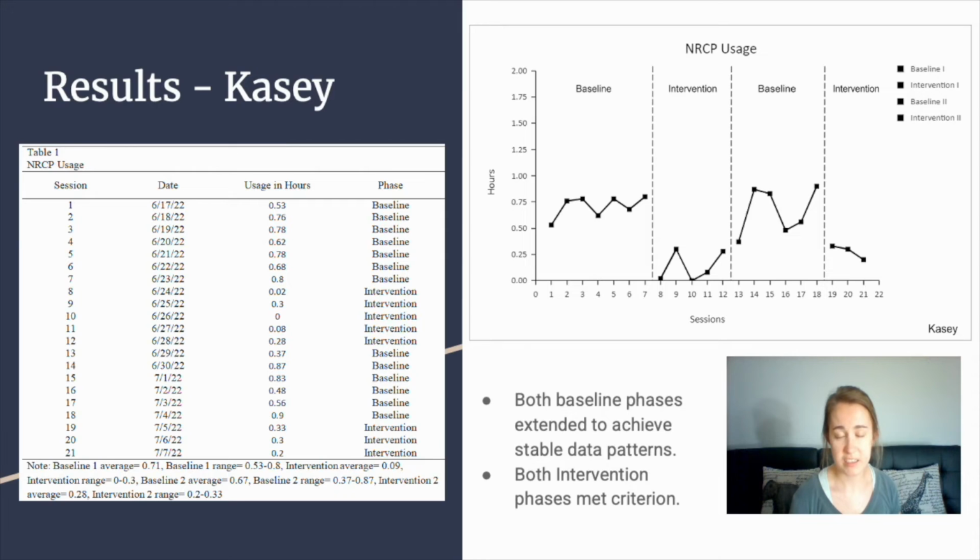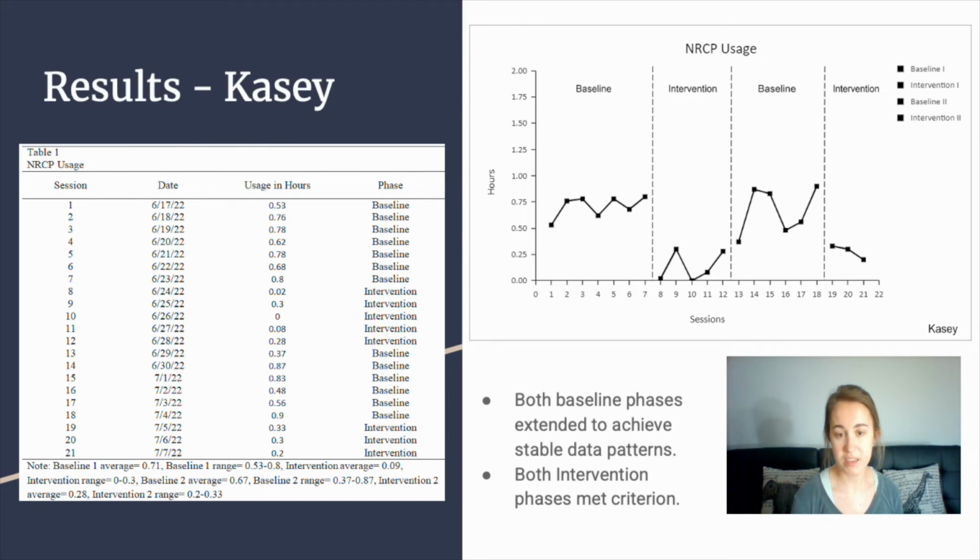I ended up taking 6 data points just to see whether I could get either stable data or a variable ascending trend. And I did get a variable ascending trend. In those last 3 data points, you'll see they're ascending very rapidly. And so that indicated another need for intervention, which was when I decided to enter my second phase of intervention.